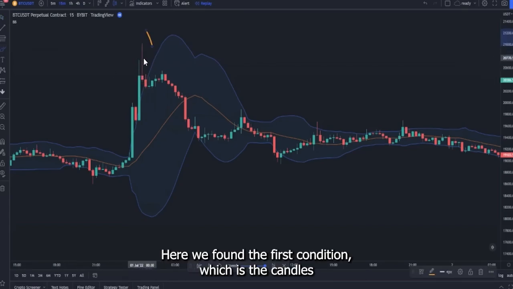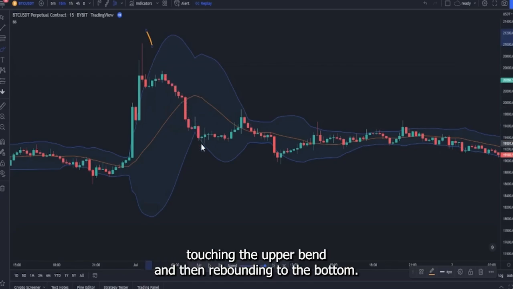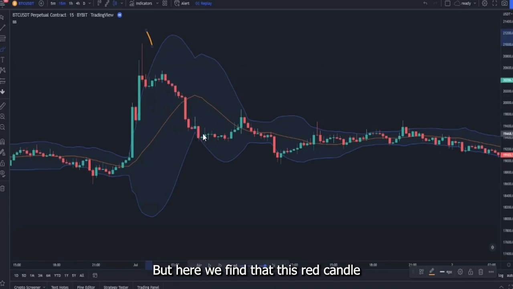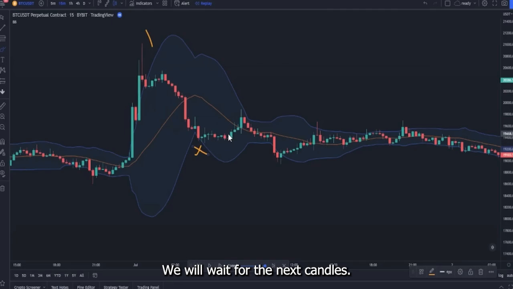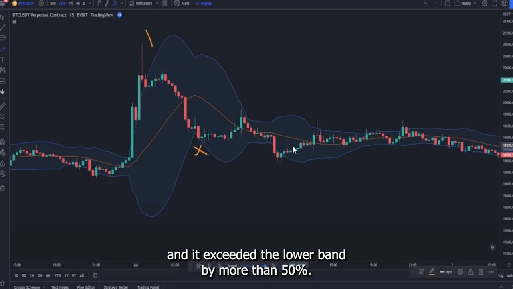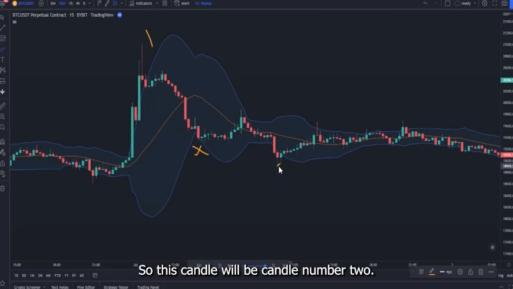Here we found the first condition, which is the candles touching the upper band and then rebounding to the bottom. But here we find that this red candle did not exceed the lower band by 50% of its body or its wick, so we will not use it. We will wait for the next candles, and after waiting, we found one or two candles and it exceeded the lower band by more than 50%, so this candle will be candle number 2.